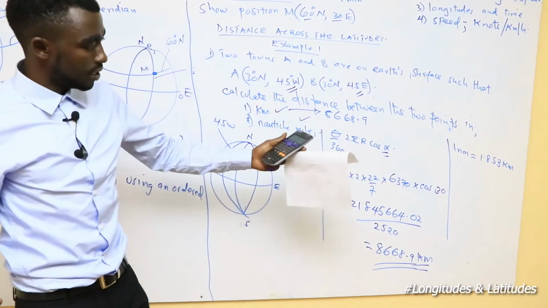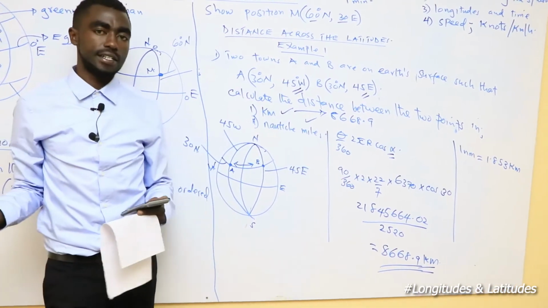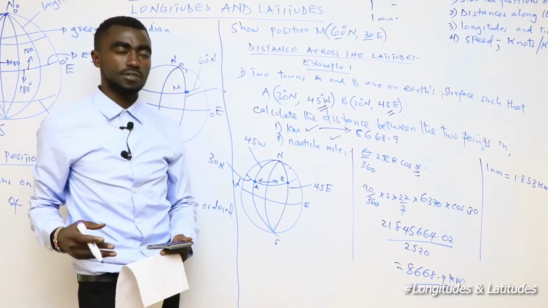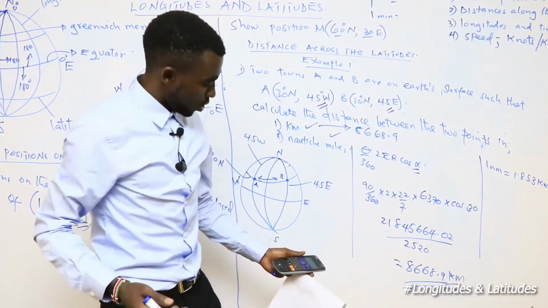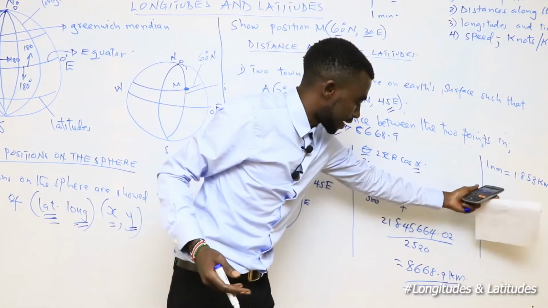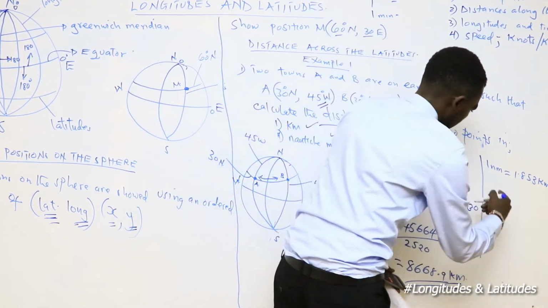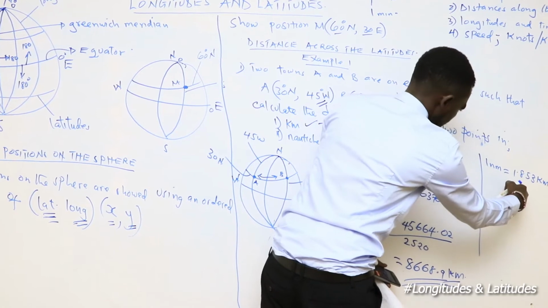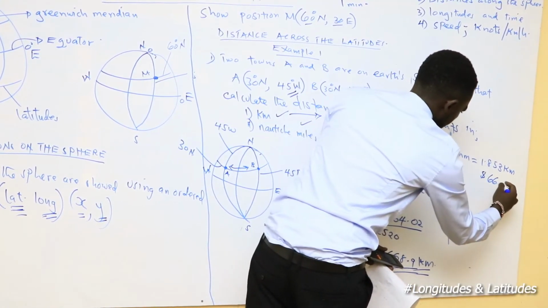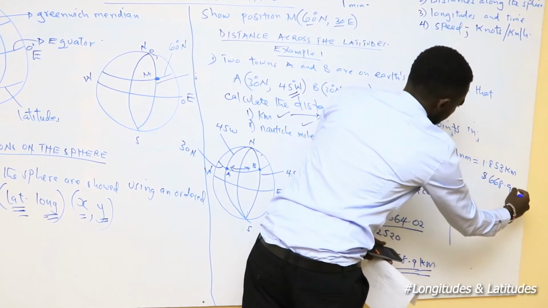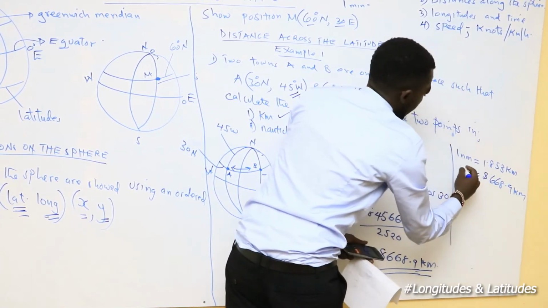Remember these interconversions, you have them in your figure tables. So you just need to get back on your figure tables or the math tables. The formulas, they are there. So we have the distance in kilometers. So you can just relate and ask the question here. If 1 nautical mile is these kilometers, how about 8,668.9 kilometers will be equivalent to what?